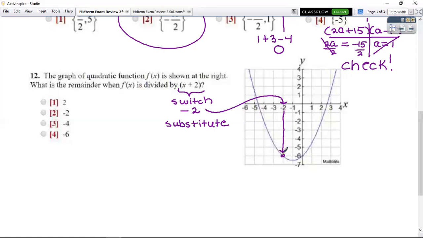Yeah, -6. That's it. That's your answer. Does that make sense? It's a substitution, but you actually have it graphed already. Now don't flip yet.